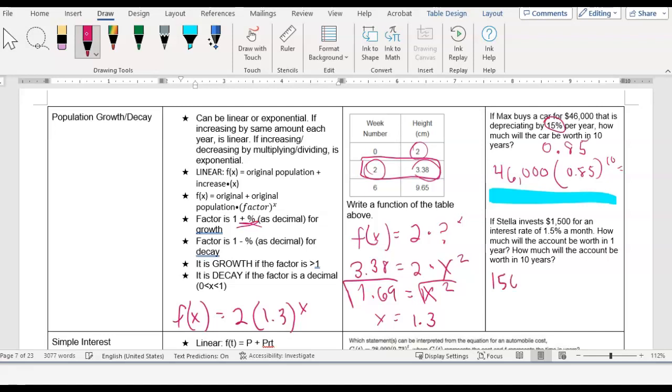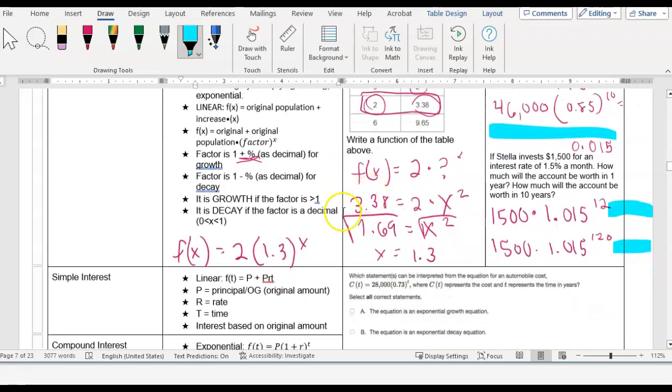All right, so that would be 1,500 times, my rate is 1.5%, but 1.5% is written as 0.015, and then I need to add a 1 to that, so 1.015. So after a year, that would be 12 months. Within 10 years, though, I'm going to need to multiply that 12 times 10, so 120. And again, I want you to go ahead and calculate what those actual amounts would be. How much money will she have?